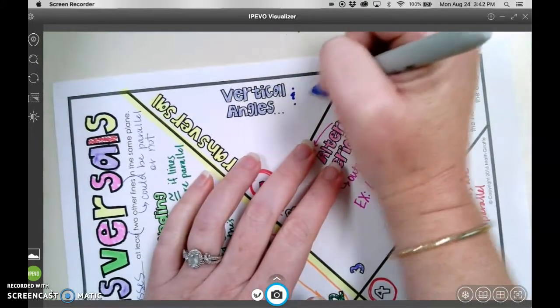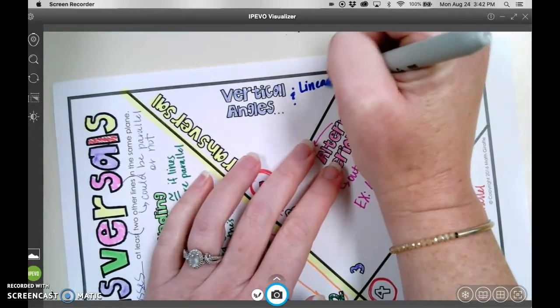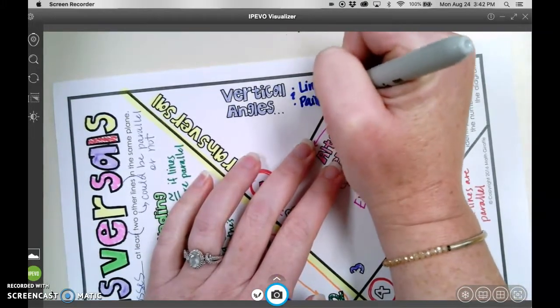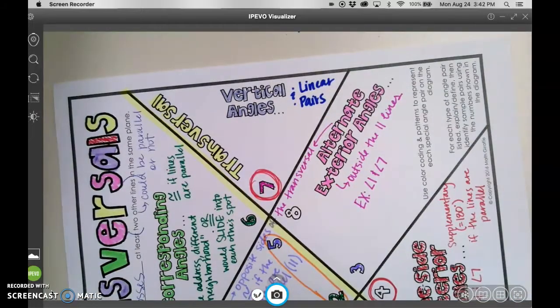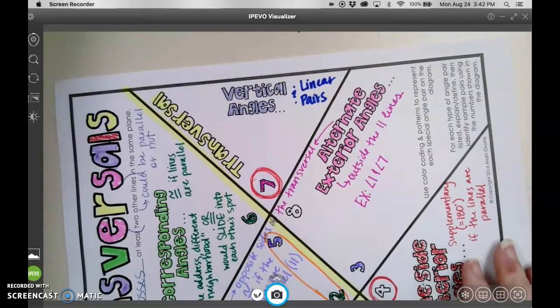We also can still have linear pairs. We talked about those in class on Monday or Tuesday, whichever day you were here. Those are still things. Just because we have other names to add to it doesn't mean that these go away.